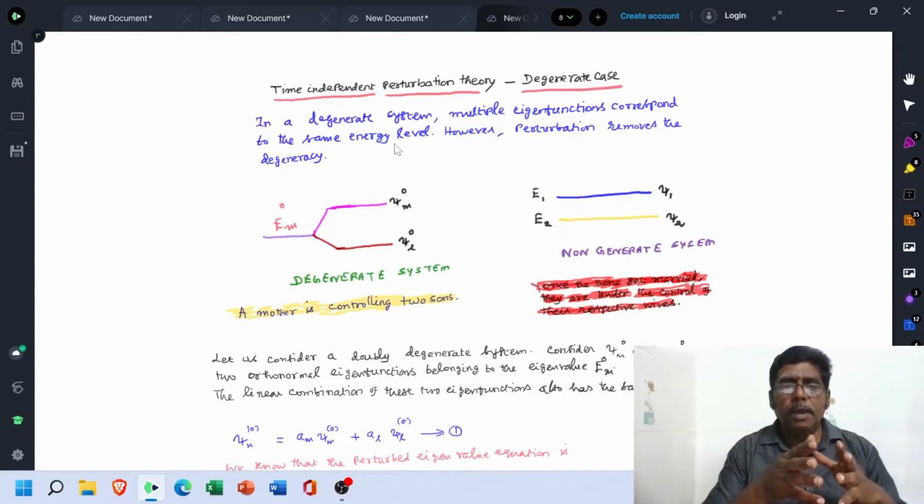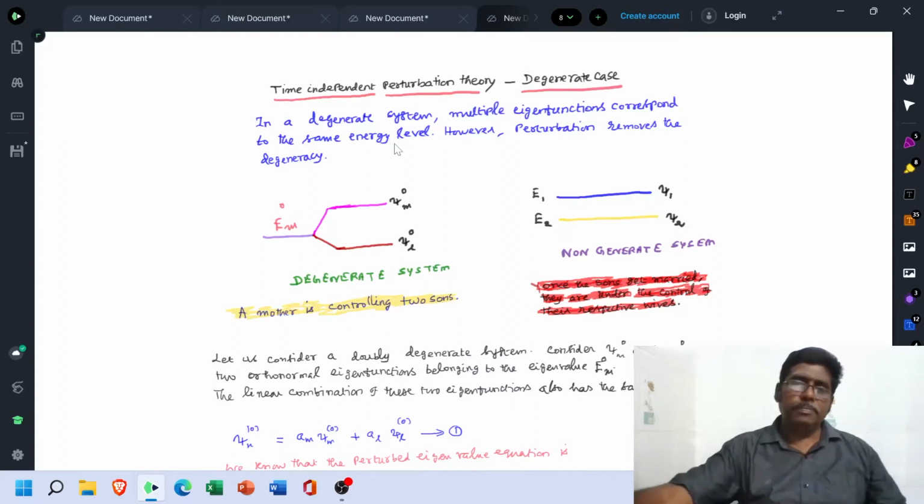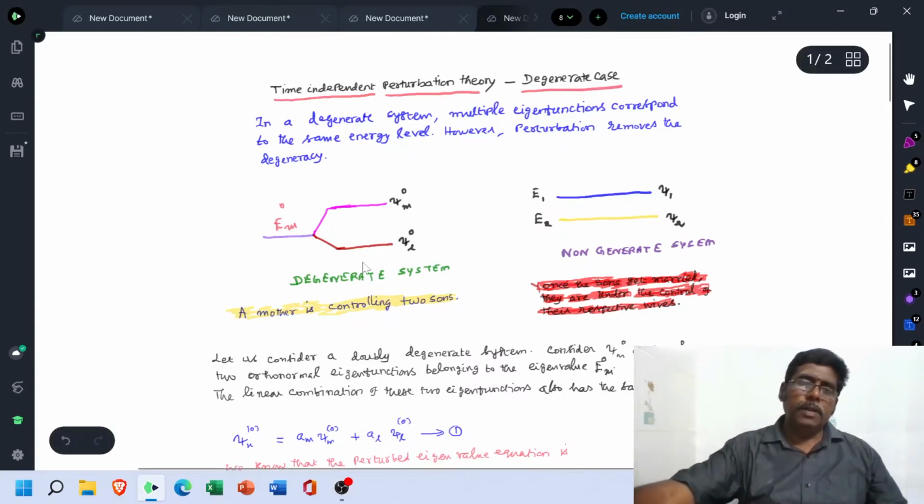If I apply a magnetic field to this system, the degeneracy could be removed, which means that psi m0 has one energy level, and psi l0 has another energy level. So the magnetic field acts as a perturbation here. Therefore, the perturbation removes the degeneracy.